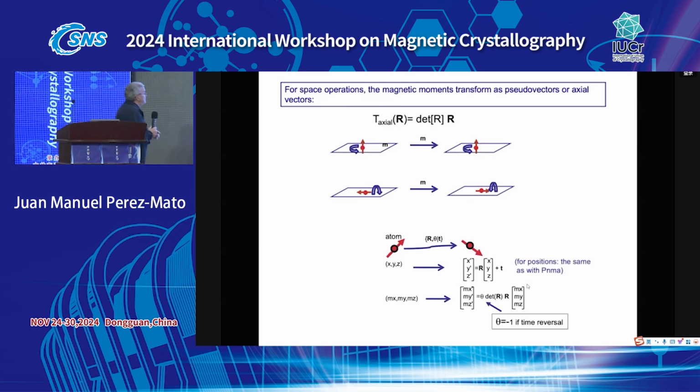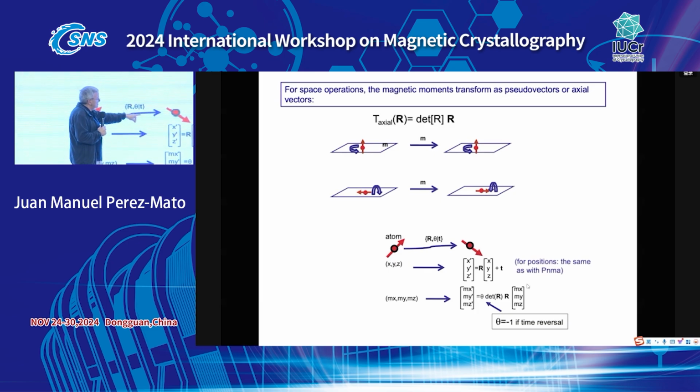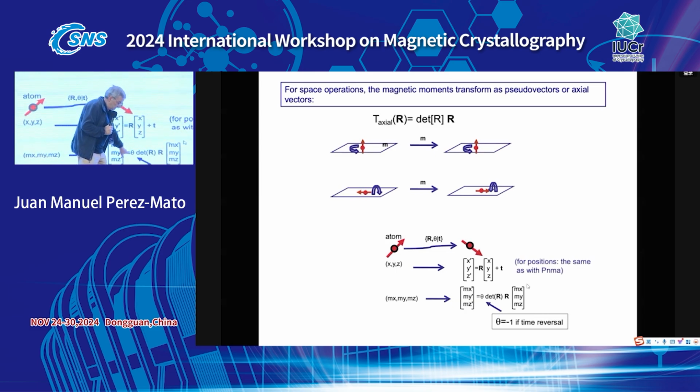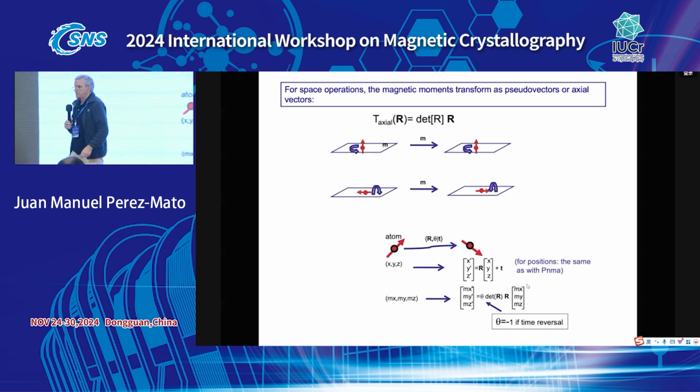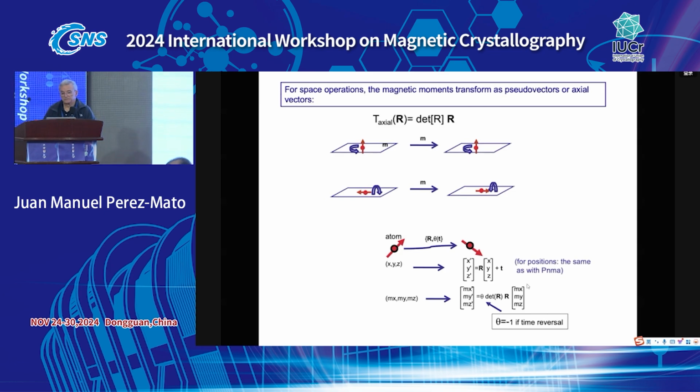So this is what we have to do. We just go to an atom with a mirror and we apply the operation with time reversal or not time reversal, and we obtain the result. And remember, if there is time reversal, then the operation will be determinant of R multiplied by theta. Theta is -1 if time reversal is included. So you have the -1 of time reversal, maybe the -1 of the determinant if it is an improper rotation, and then it will become a proper one.